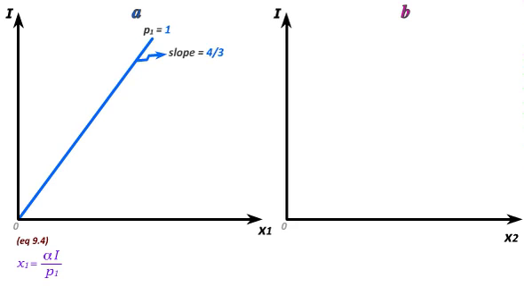The function for good 1 is simply x1 is equal to alpha times I divided by p1, where alpha is the exponent on the x1 good in the utility function. In our case, that exponent is 0.75. If we want to draw an income demand curve, we then have to hold price fixed. So suppose that we fix p1 at 1. The demand function then becomes x1 equal to 0.75 times I, where I is income.